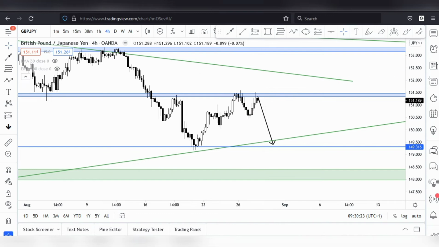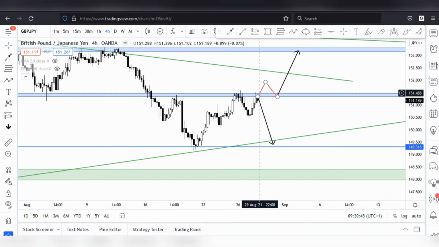Second thing that can happen is a break above this level, retest, and a continuation to the top. Okay, so if there is a break above this resistance level here, we can enter on a retest and take our buy opportunities to the top.